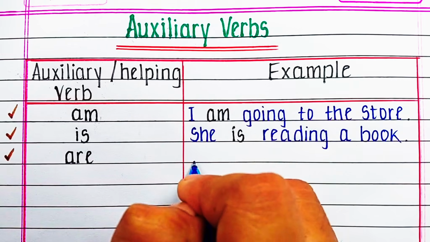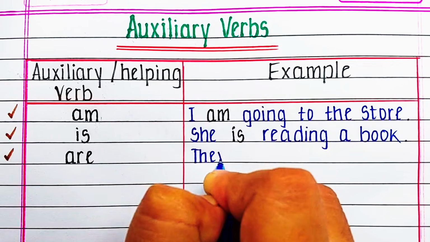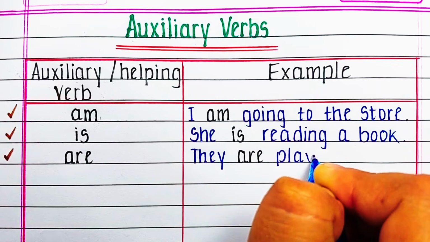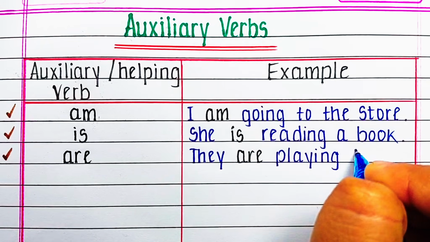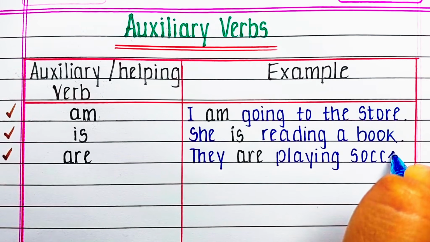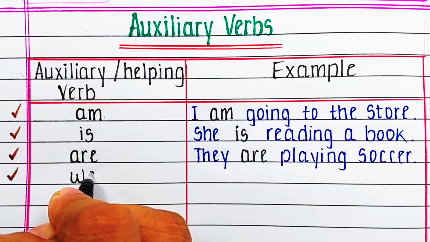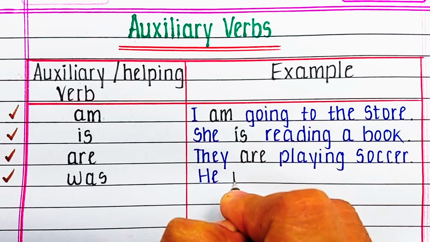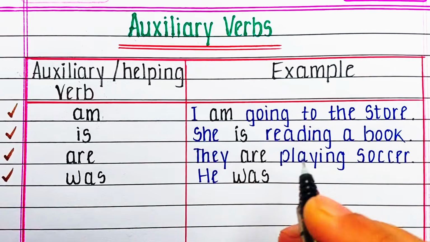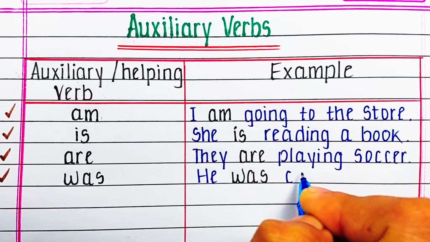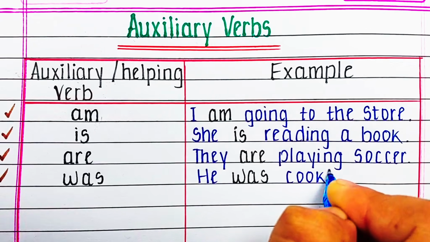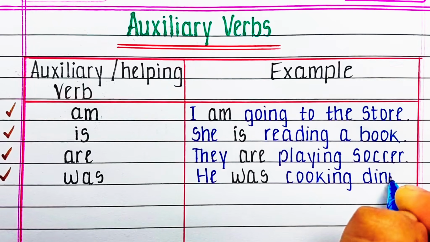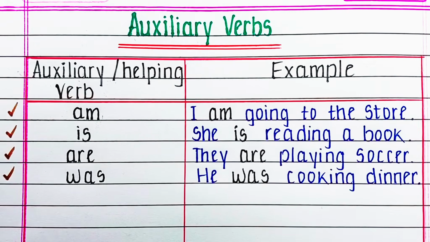Next is are. Example, they are playing soccer. Here, are is the helping verb and playing is the main verb. Next is was. He was cooking dinner. Here, was is the helping verb and cooking is the main verb.